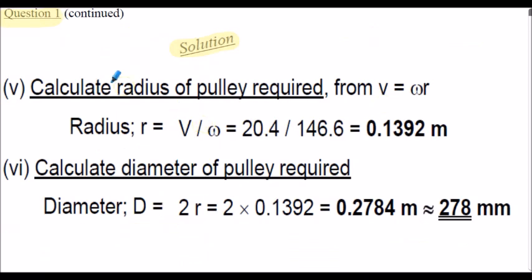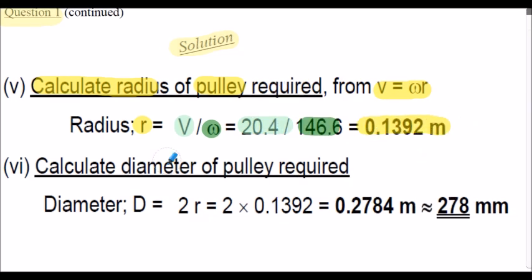And just to complete the question, we're asked to calculate the diameter of the pulley. So initially I'm going to calculate the radius of the pulley from V is equal to omega r. Transpose the equation for the radius r. That's linear velocity V divided by the angular velocity. Inserting the values, the radius is 0.1392 meters. And so to calculate the diameter of the pulley, the diameter is simply twice the radius. So that calculates to be approximately 278 millimeters.